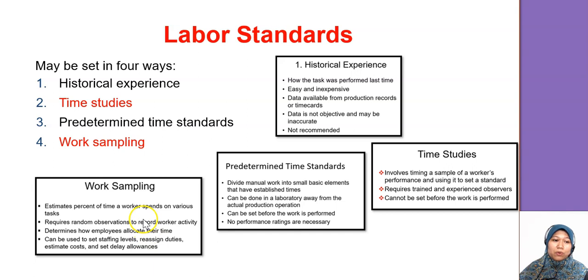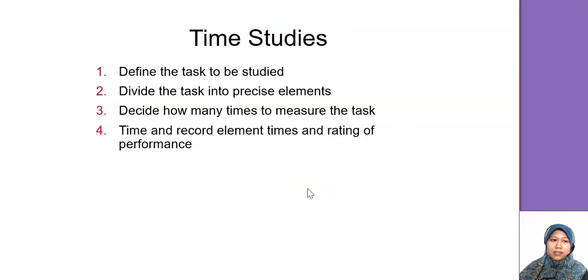And the final one is work sampling. This one is more common for the service. It estimates the percent of time a worker spends on various tasks, because a service involves lots of tasks. Let's say a salesperson is in and out of the office and so on, so they need to use work sampling. So in this part, we're going to deal with the time study calculation and also work sampling. These two we are not going to discuss.